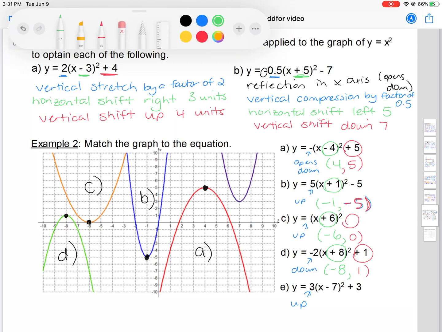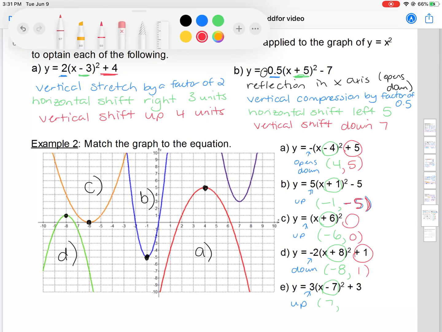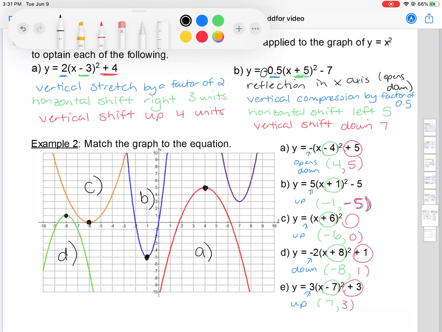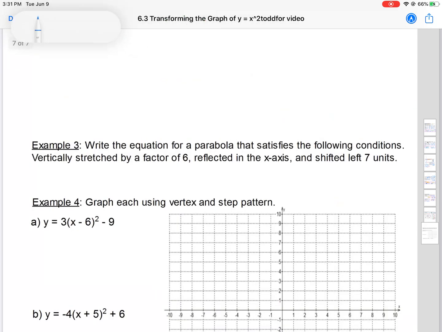And then by default, obviously that's the last one, but let's just go through it again. -7 makes a +7 and a +3. So these are all vertexes. Okay, so we're looking for 7, 3, opening up. That's E. Okay, so that's a different type of question you could be asked.